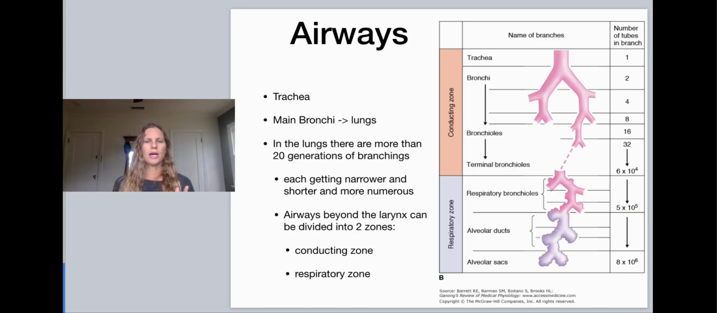All right, so where are we? Okay, so the transition from the conducting zone to the respiratory zone happens here between the terminal bronchioles and the respiratory bronchioles. And then from the respiratory bronchioles, we move into the alveolar ducts. And at the end of the alveolar ducts, we have all of the alveolar sacs.